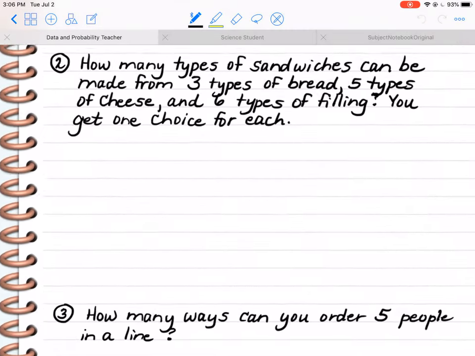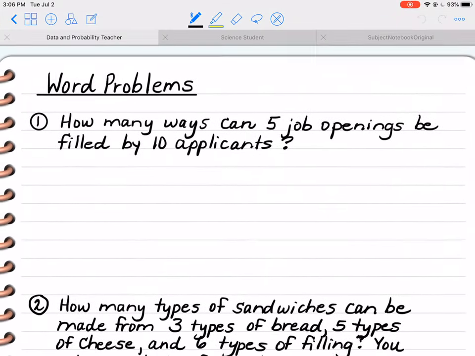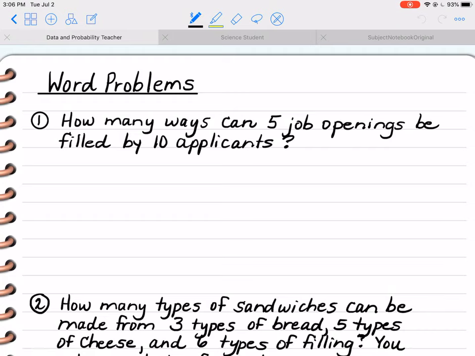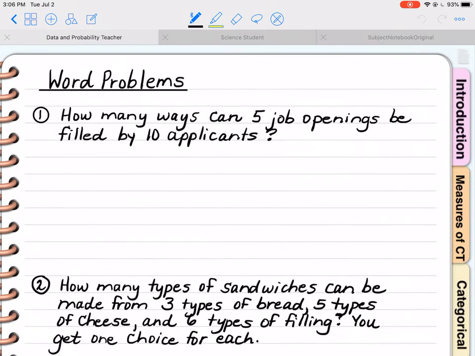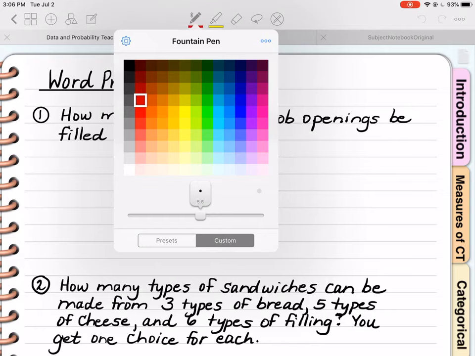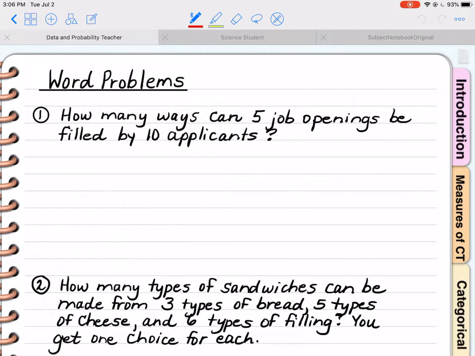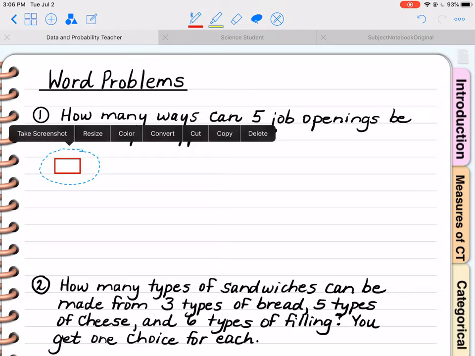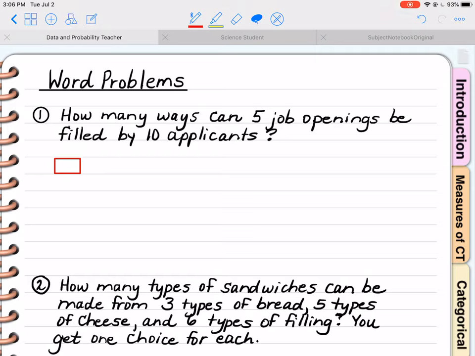The first question says, how many ways can 5 job openings be filled by 10 applicants? I promised in the last video to show you both ways, so I'm going to do that here. How many jobs do we have to fill? We have 5 of them. So I'm going to draw some boxes to represent those 5 jobs.